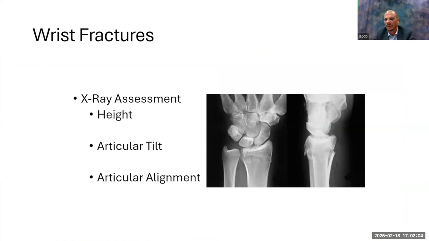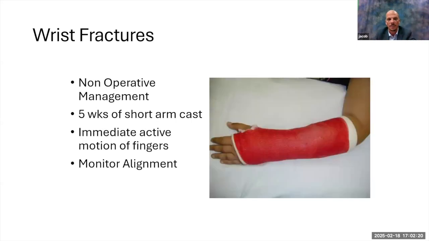When we look at wrist fractures on the x-rays, we're looking to see how displaced it is. What's the change in the position from the normal anatomy to where the bones are now? Is this something we can treat non-operatively, or is the alignment going to lead to problems down the road that we need to have fixed?